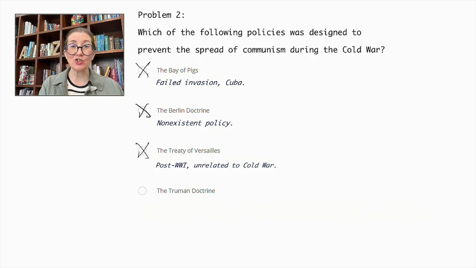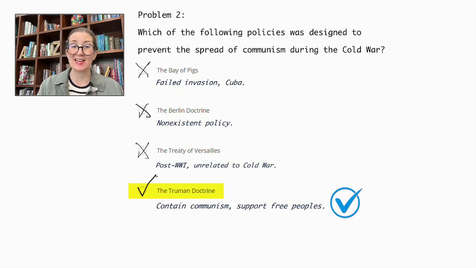The correct answer is the Truman Doctrine, which was a policy announced by President Harry S. Truman in 1947, committing the United States to support free peoples resisting subjugation by armed minorities or outside pressures, specifically aiming to contain the spread of communism. Therefore, the Truman Doctrine is the correct answer.